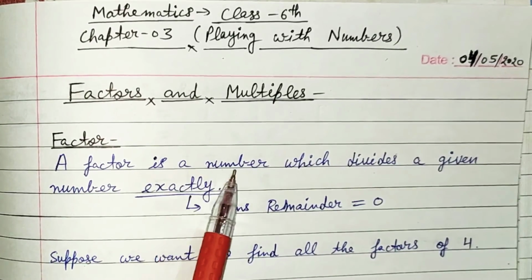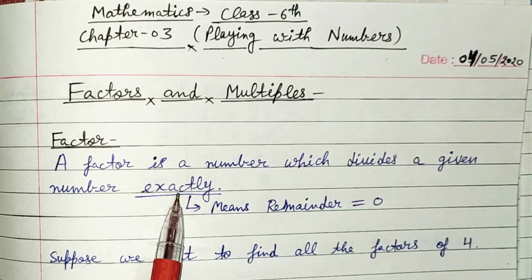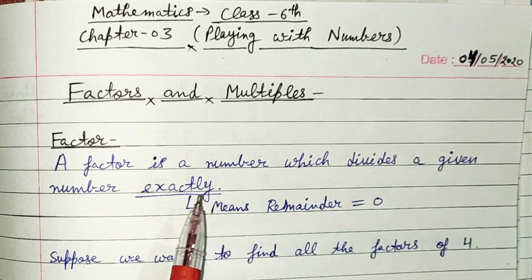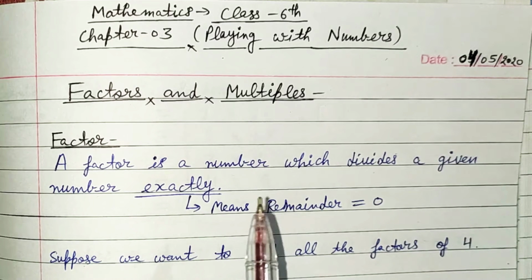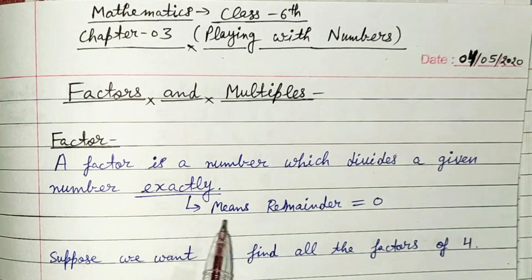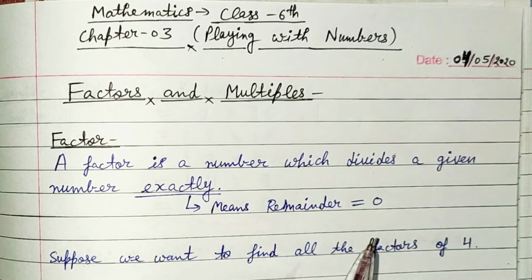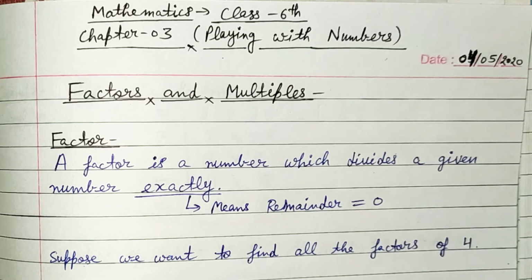A factor is a number which divides a given number exactly. Means फैक्टर एक ऐसा नंबर होता है जो भी आपका गिवन नंबर होता है वो उसको कंप्लीटली डिवाइड कर देता है. मतलब कंप्लीटली डिवाइड मीन्स द रिमाइंडर इज इक्वल टू 0. नाउ सपोज वी आर हैविंग 20 एंड वी विल हैव टू डिवाइड दिस 20 by 5.